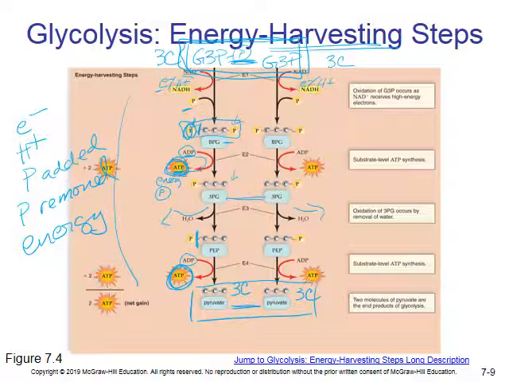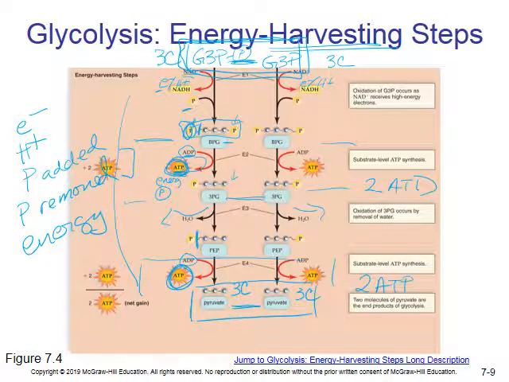So they like to talk over here about the amount of ATP that's being generated. In this stage, we generated 2 ATPs. And then here in this stage, we generated 2 ATPs. That's supposed to be a P. So we created 4 ATPs. That's the energy harvesting step.